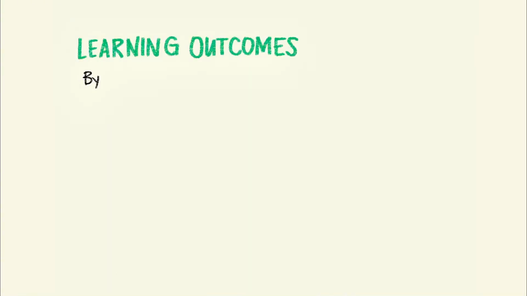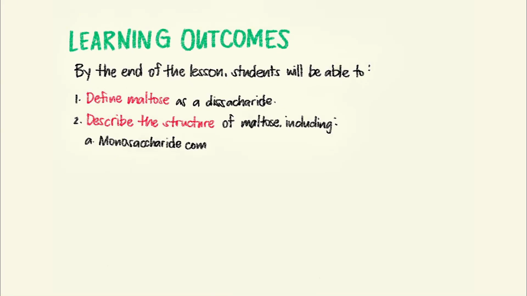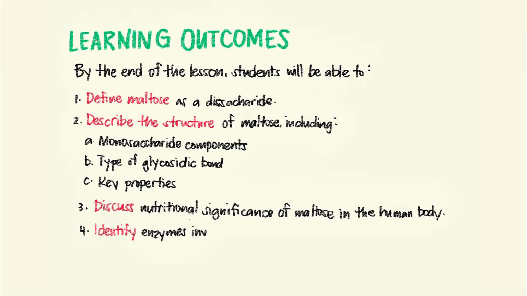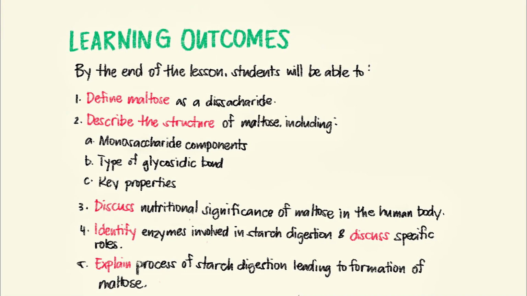So let's get started. Before we begin, here are the different learning outcomes for today's lesson. By the end of this, you should be able to, first, define maltose as a disaccharide. Next, describe the structure of maltose, including its monosaccharide components, type of glycosidic bond, and its key properties. Third, discuss the nutritional significance of maltose in the human body. And fourth, identify the enzymes involved in starch digestion and describe their specific roles. Lastly, explain the process of starch digestion leading to the formation of maltose. These outcomes will guide what we focus on today, so keep them in mind as we go through the topic.